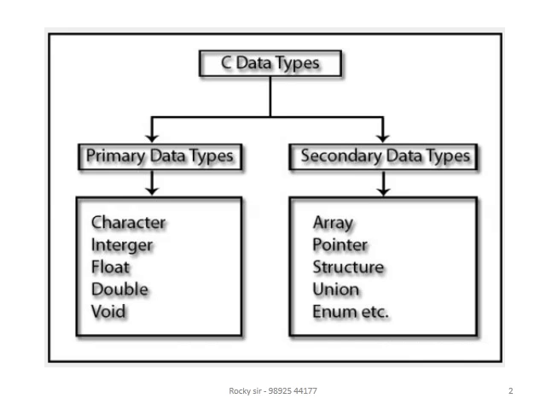C has two varieties of data type. First, primary, second, secondary. Primary data types are those which can't be divided any further. They are indivisible units, smallest in structure. Secondary data types are the ones which can be divided into smaller pieces.